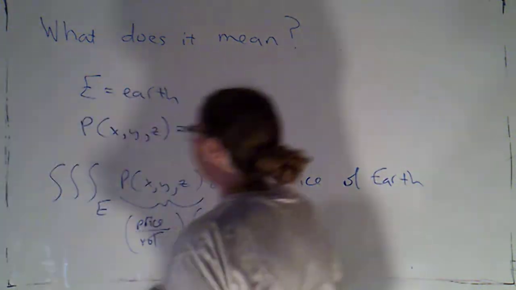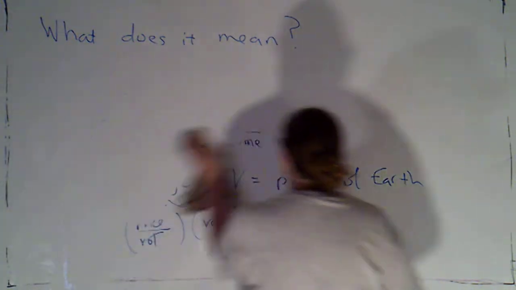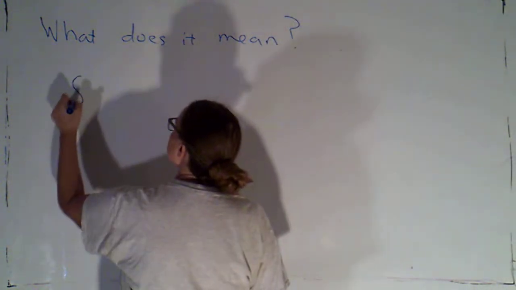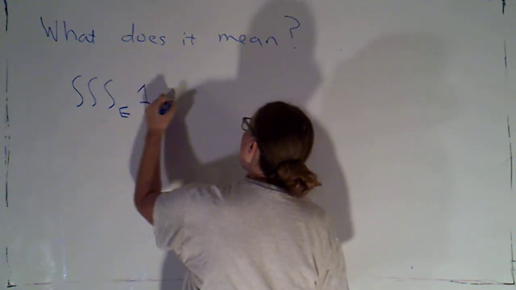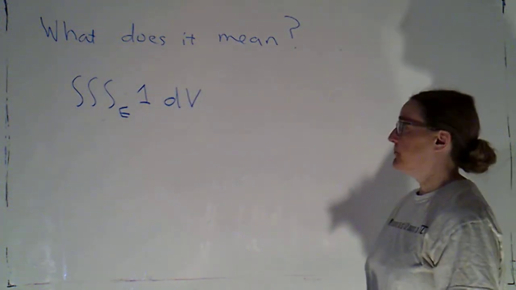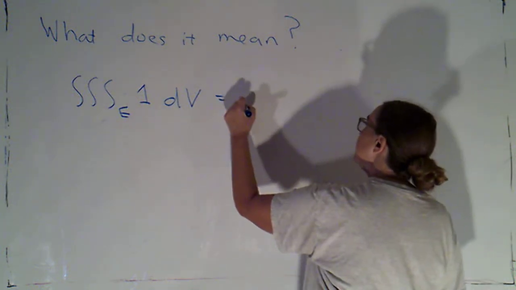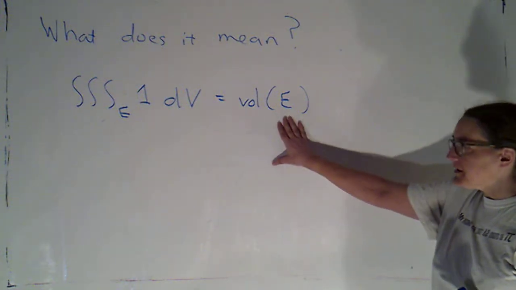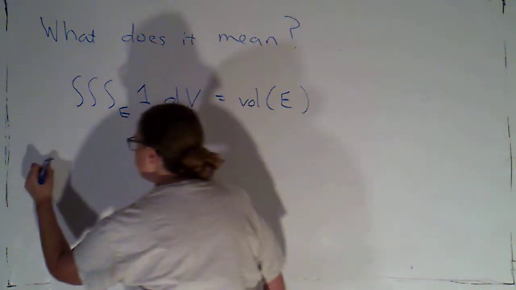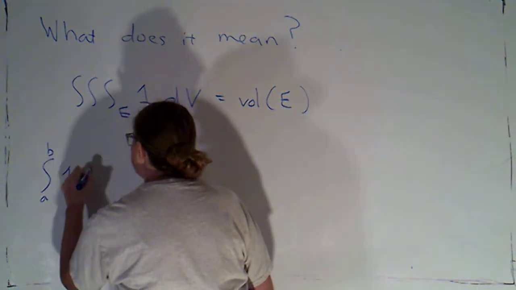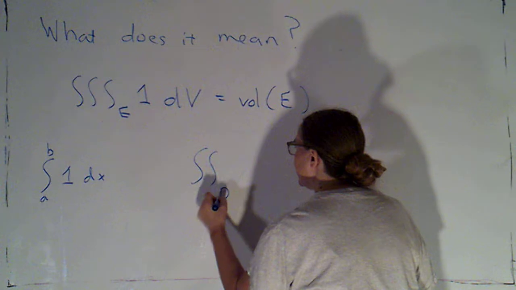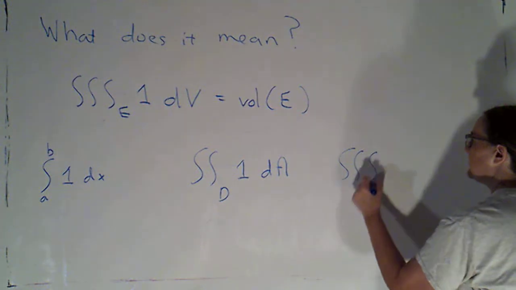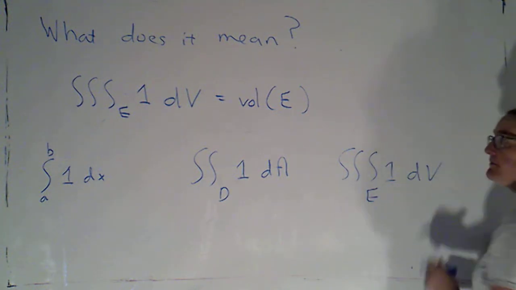Okay, another application is if I wanted to simply integrate over E 1 dV. This is just going to give me the volume of E. This is generalizing what we've seen before for single integrals, integral from a to b of 1 dx, double integrals, double integral over D of 1 dA, and now we've got the triple integral over E of 1 dV.